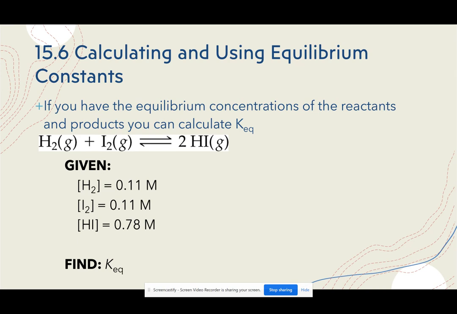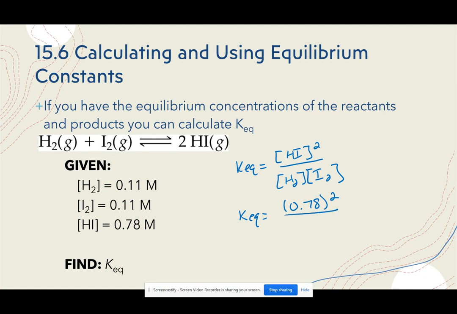So if I have measured concentrations at equilibrium, I can use those to calculate the value of KEQ. To do that, I would first write my equilibrium expression. That's going to be HI squared over hydrogen times iodine. Then I would just plug in the values. So HI is 0.78 squared over 0.11 times 0.11.